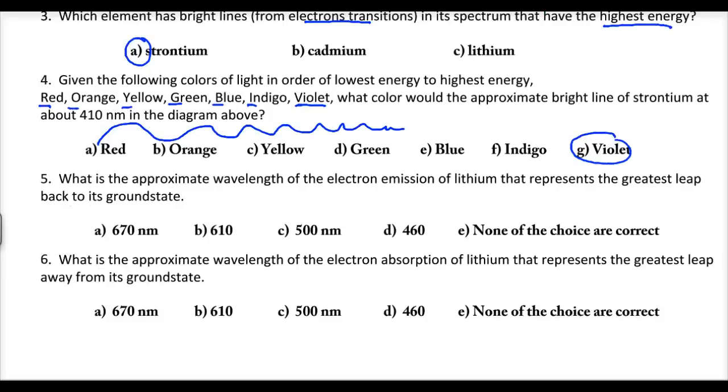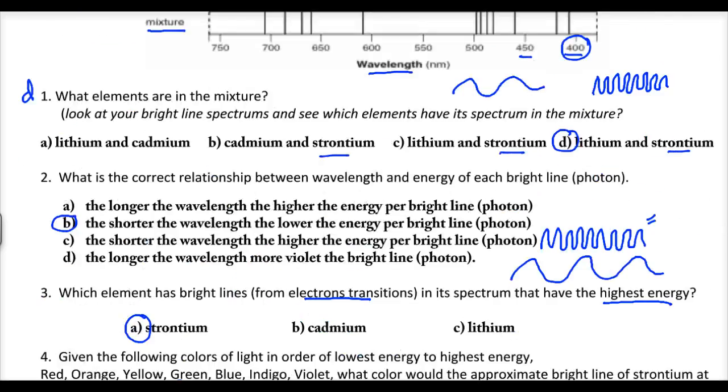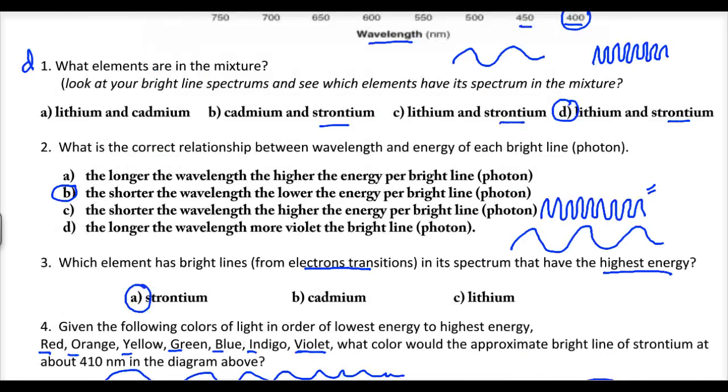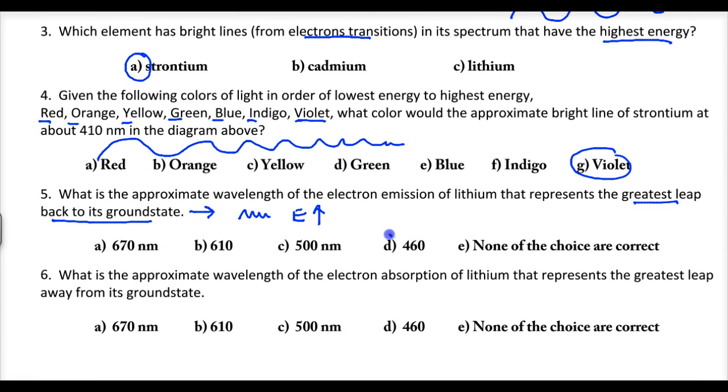What is the approximate wavelength of the electron emission of lithium that represents the greatest leap? The greatest leap back to its ground state would be an emission of the shortest wavelength with the highest energy, the longest leap. So I'm looking for the highest energy for lithium, which would mean the shortest wavelength. So I would say about 460 or so. It's an approximation. That's why that's the answer.